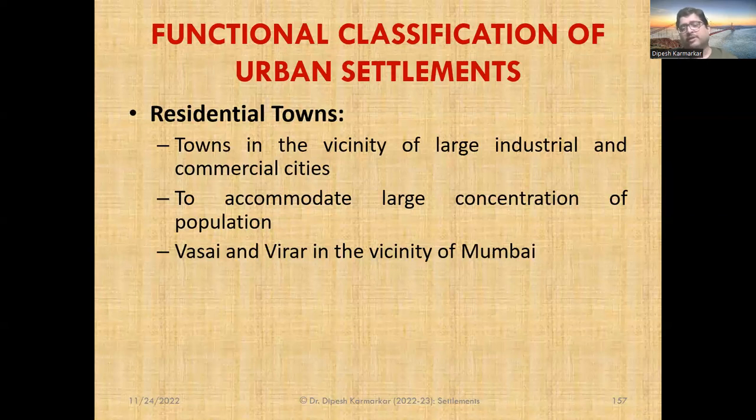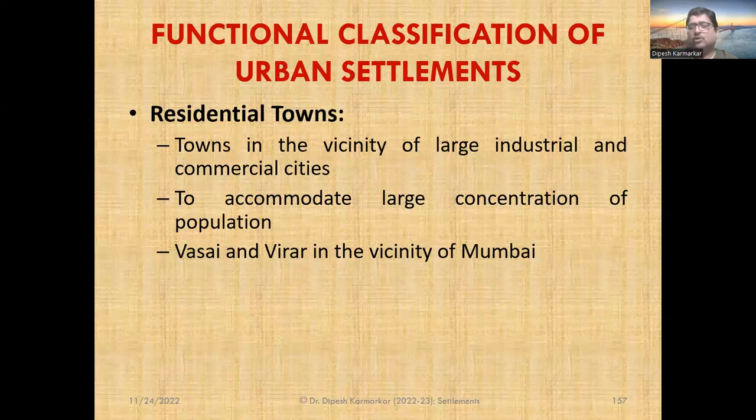As such, all people cannot stay in the main city for a number of reasons, and the most important reasons are affordability, pollution, crowding, etc. And so people prefer to live a little away from the city, but within the reach of the city with better accessibility. In the case of Mumbai, there are many such towns spread out in the Mumbai metropolitan region or just outside of it. Vasai and Virar, for example, are very specific examples of residential towns in the vicinity of Mumbai.